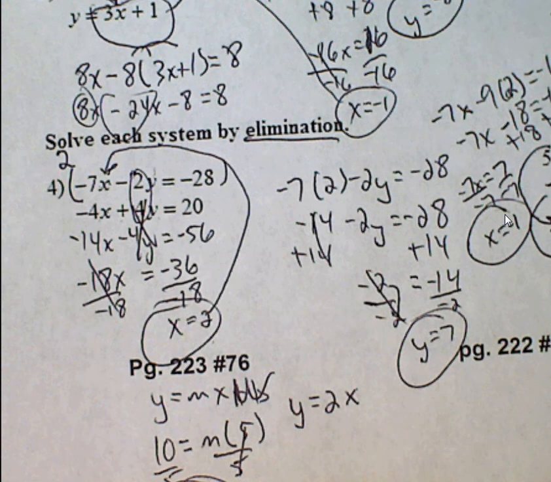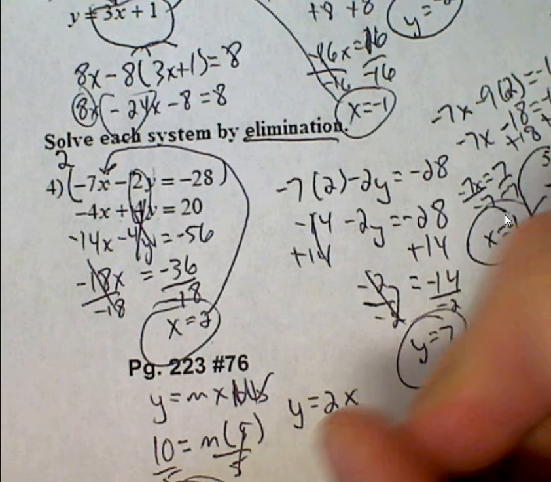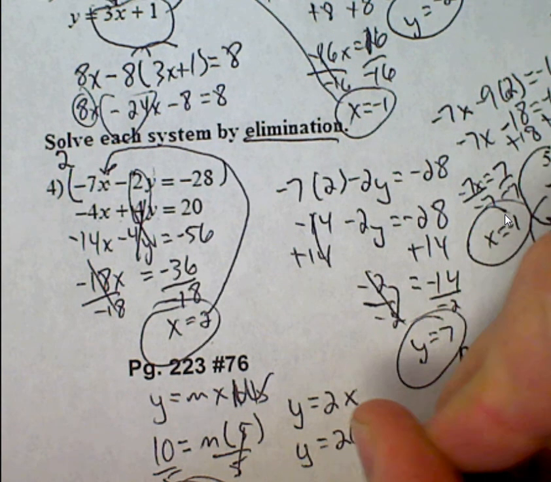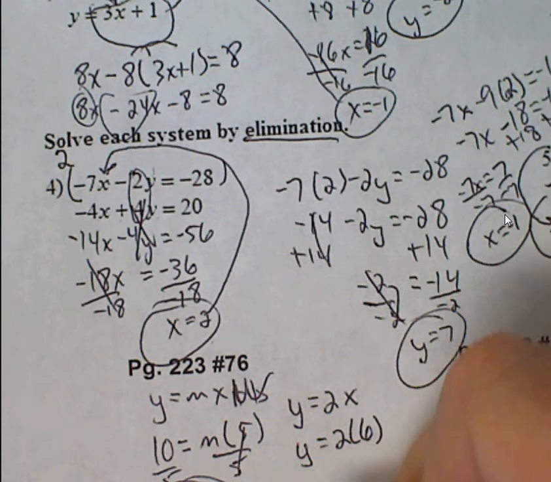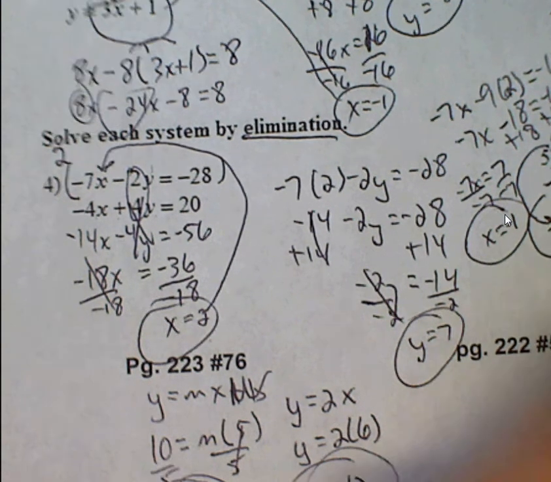Now I can plug back in what they say, find y when x is 6. So y equals 2 times 6. So y has to be 12.